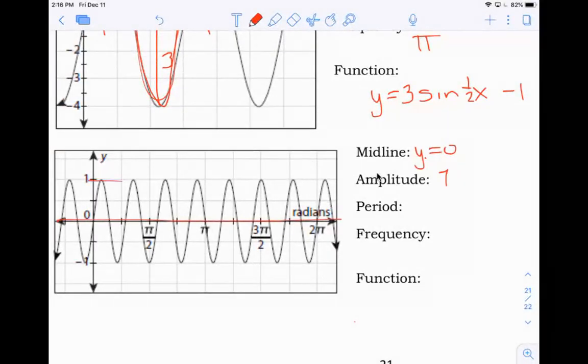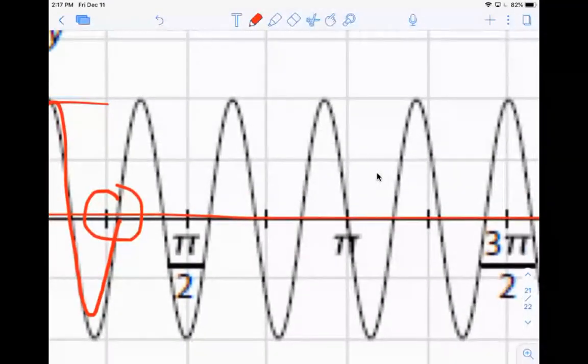Amplitude, 1. Ooh, period's a little harder. This one's going super fast. So let me see if I can figure out, here's sine. That's kind of awkward to look at. Like where does that stop?